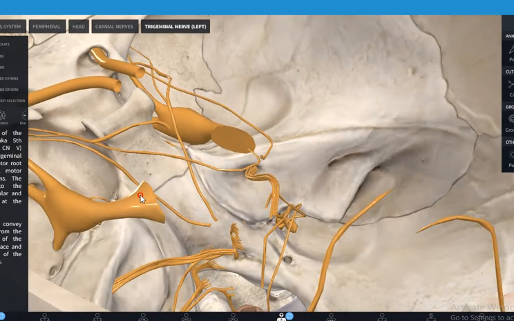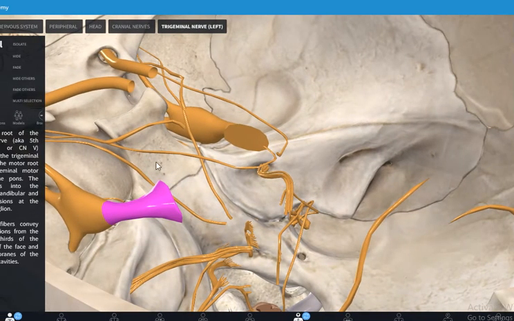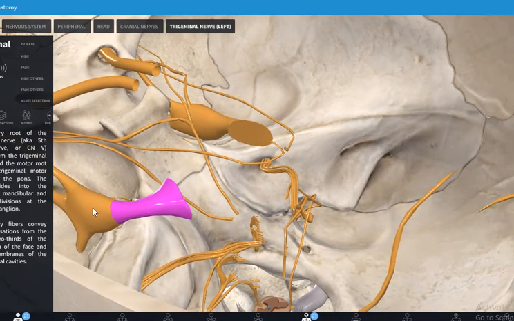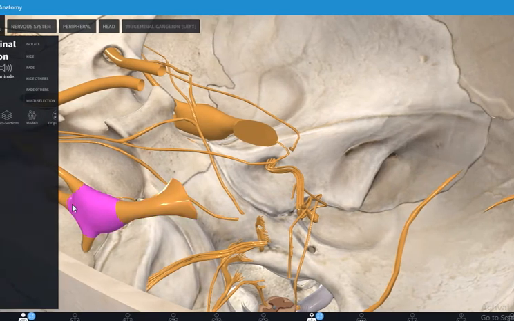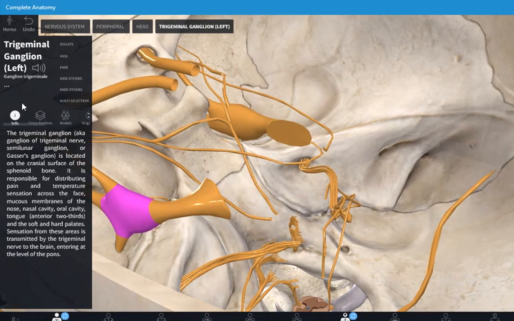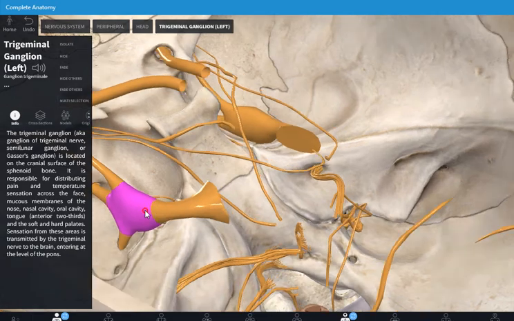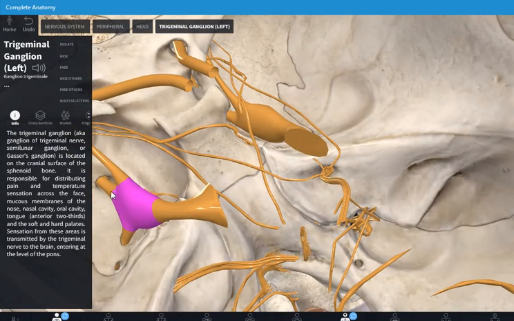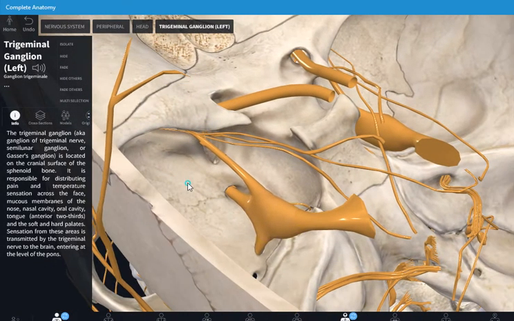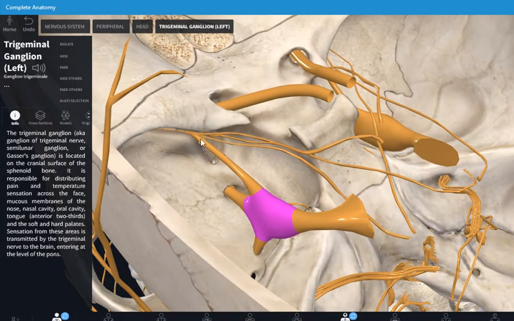And the trigeminal nerve is going to have this ganglion close to the ciliary system. This is the trigeminal ganglion. From the name, the trigeminal ganglion is going to divide into three main parts. This part here is the ophthalmic part of the trigeminal nerve. This part here is the maxillary part of the trigeminal nerve, and this part here is the mandibular part.